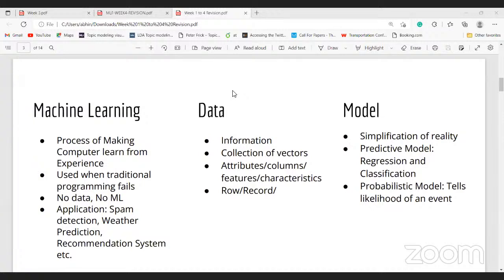Now different kinds of models are there. Majorly two classes are discussed in the week 1 lectures, which are predictive model and probabilistic model. So what is a predictive model? Suppose I have data records for the previous 6 months, and I want to calculate whether there will be rain today or not. That is a predictive model, where you are predicting something. It can be of two types, regression and classification. When your prediction is a continuous number or real number, you say it is a regression problem.